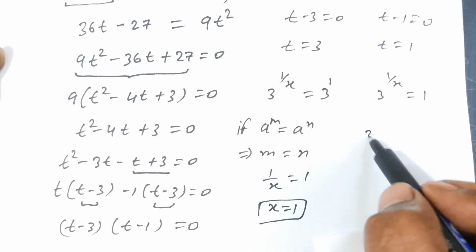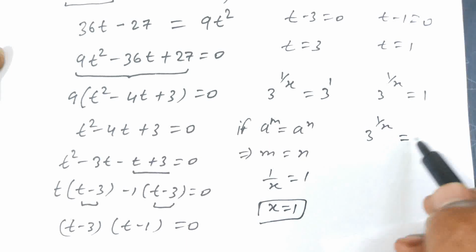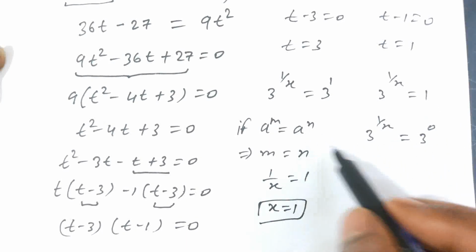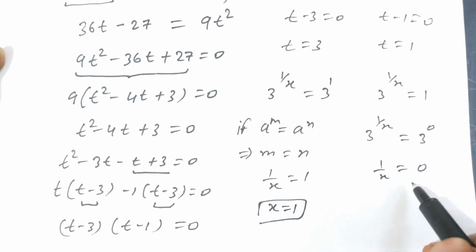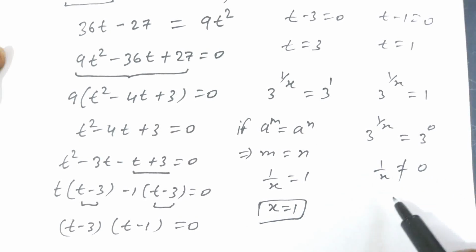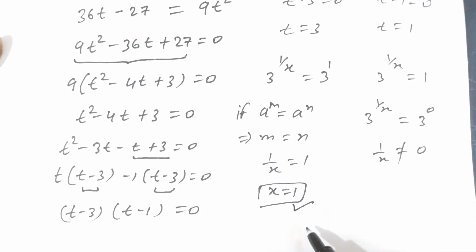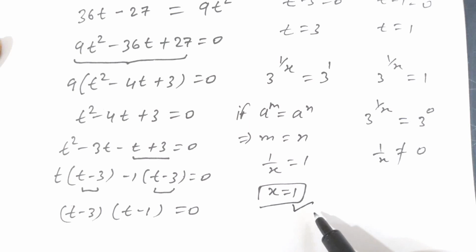And here 3 power 1 by x is equals to 1, this one is same as 3 power 0. And here if we apply this rule, then 1 by x is equals to 0, but students, 1 by x cannot be equals to 0. So here only one solution, that is x is equals to 1. Students, this is our final answer.